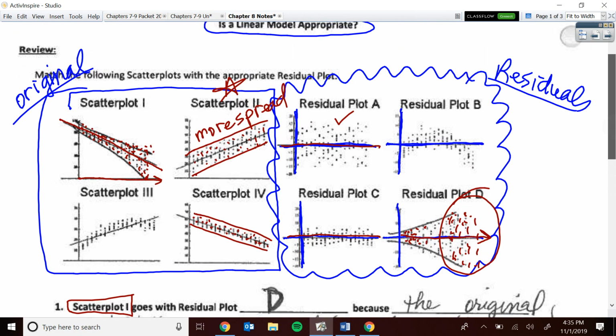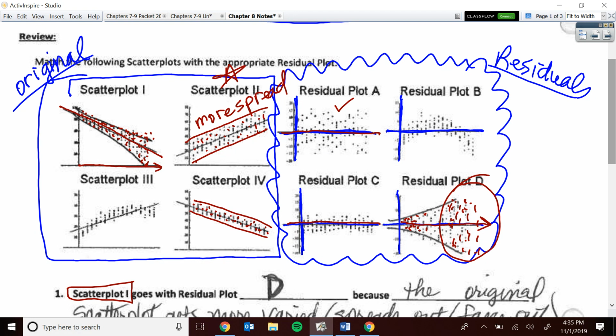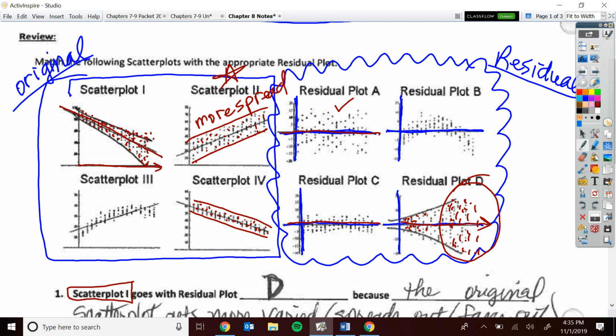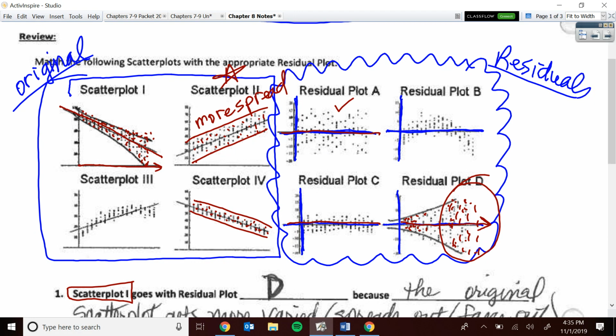All right. So now, that was the evens. Let's have the odds tell the evens which residual plot you think goes with scatter plot 3. Go. And why, of course.